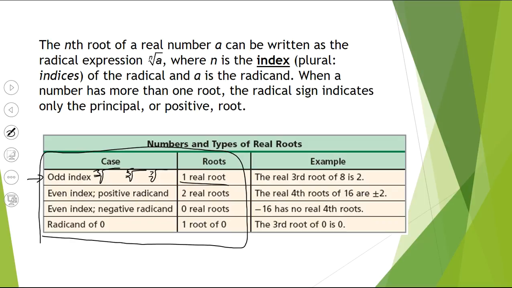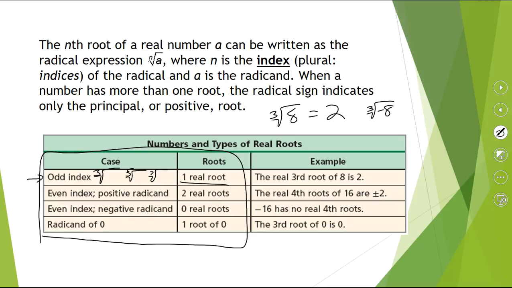Kind of like we saw with the cube root of 8 in the last slide. Its only answer was 2. If I wanted to take the cube root of a negative 8, like I said, that answer would have been a negative 2. But it's still only one answer per question that I'm asking for. Okay, one real root. If it's a positive number here, your root is a positive number as well. If it's a negative number here, then your root is a negative number.